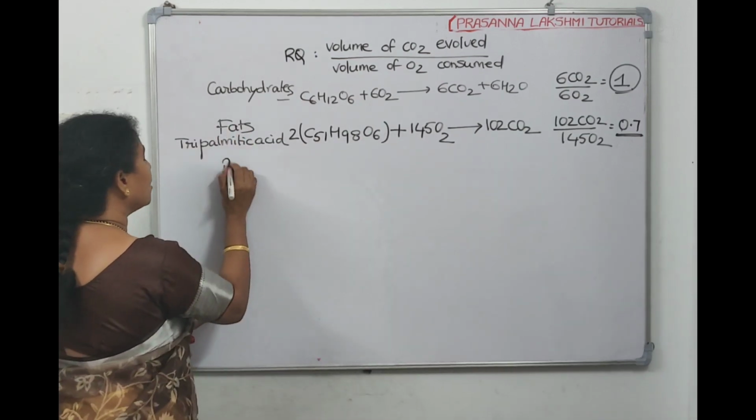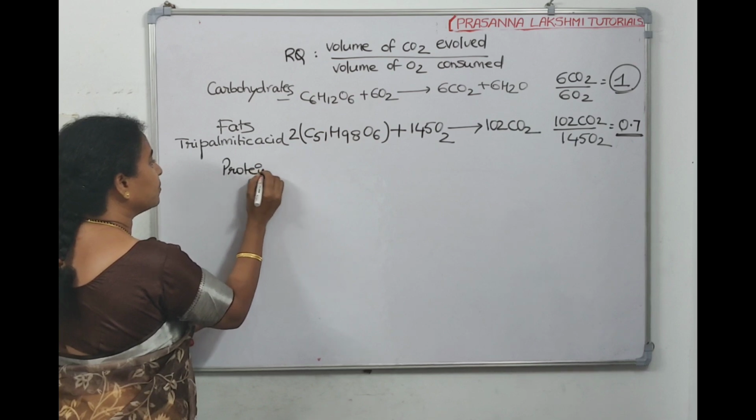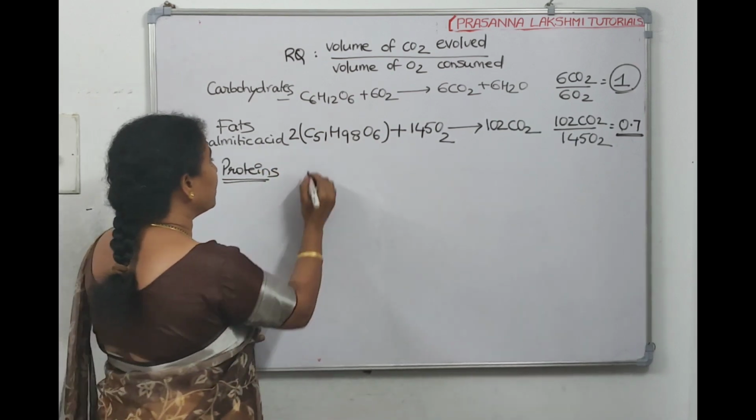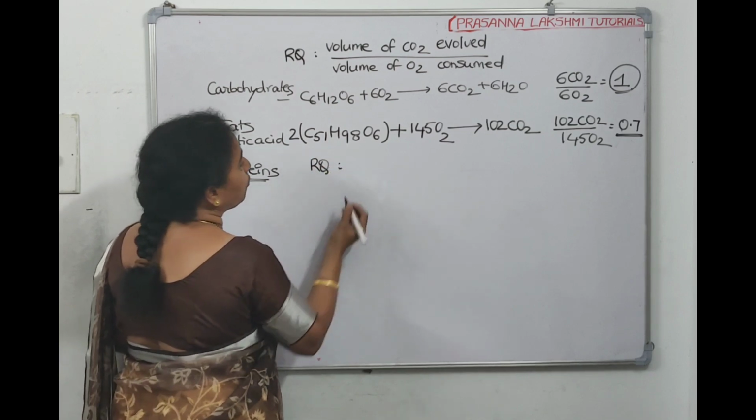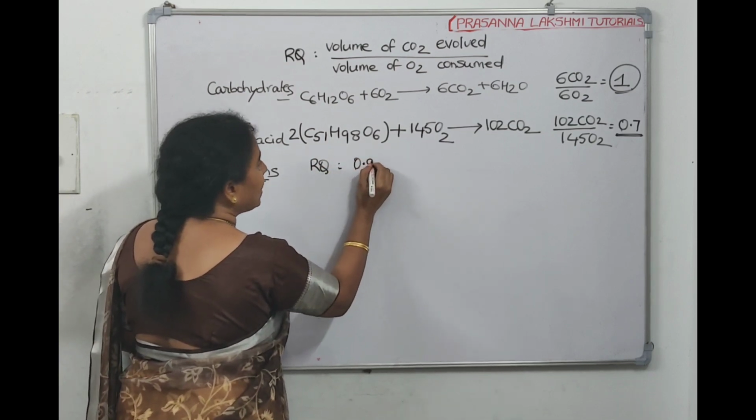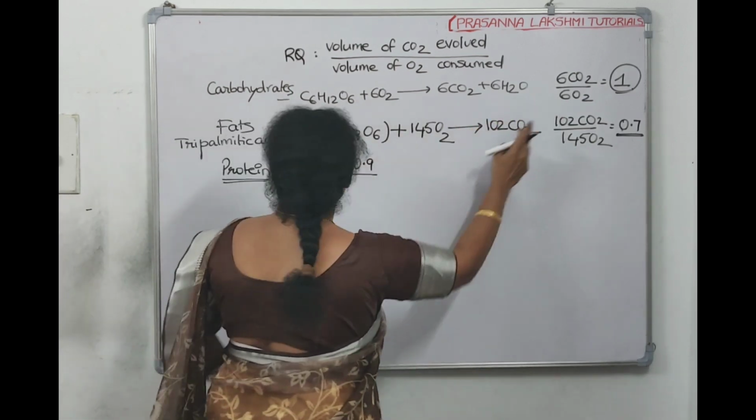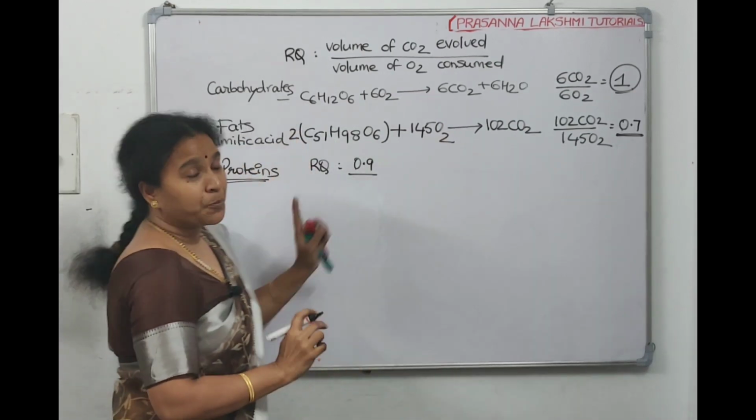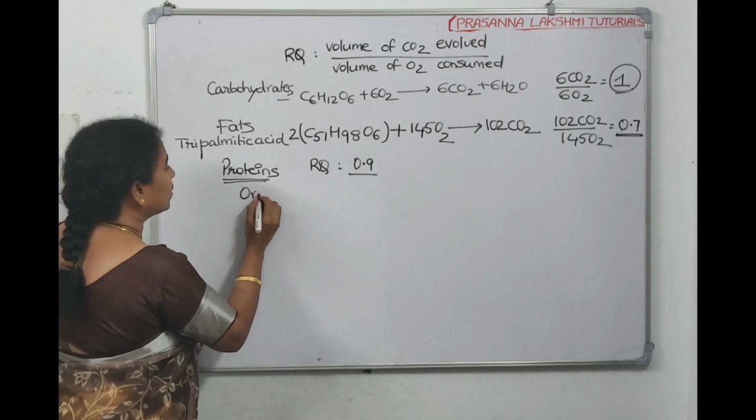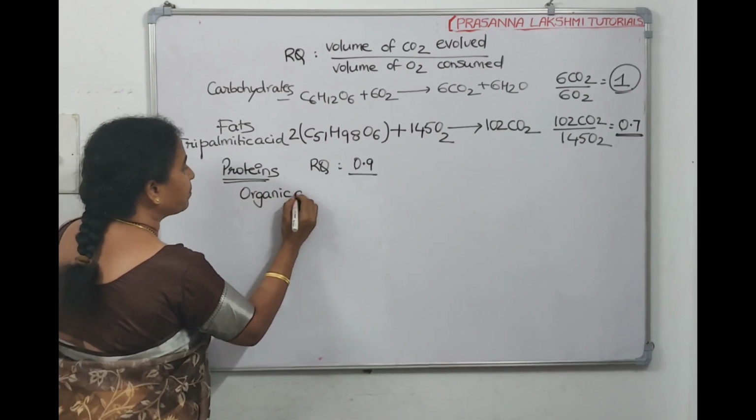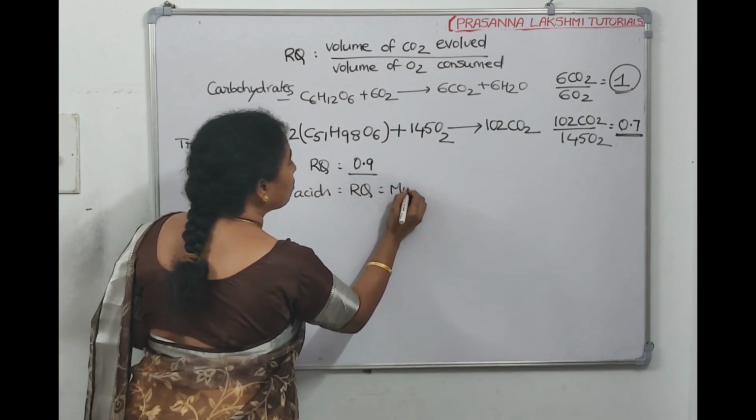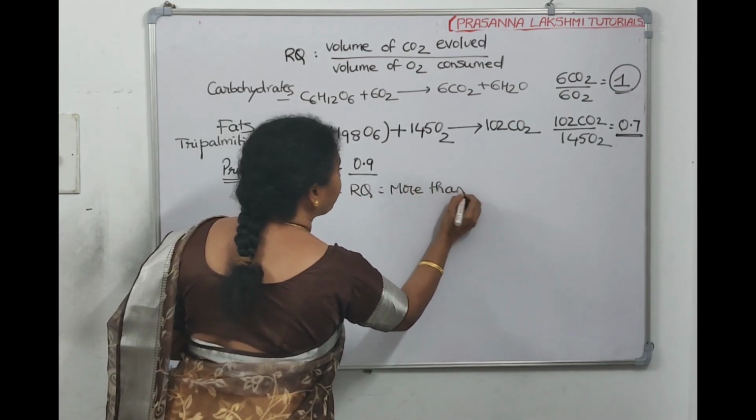In the same manner, if we go with the protein calculation, it is difficult to remember. In NCERT, they have given the RQ value of protein as 0.9. For carbohydrate, it is 1. For fat, it is 0.7. For protein, it is 0.9. And for organic acids, the RQ value will be more than 1.